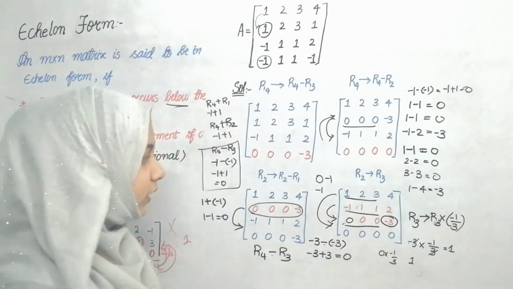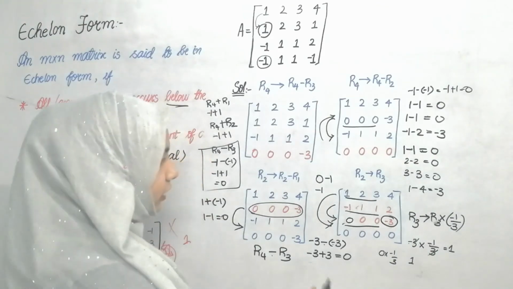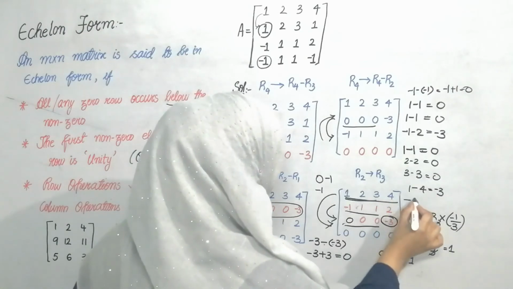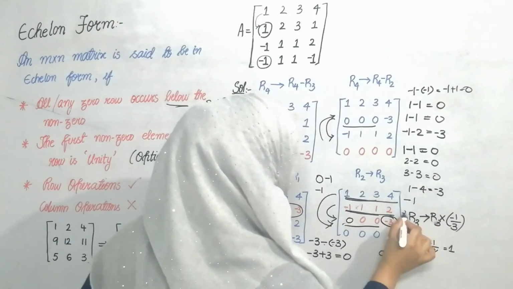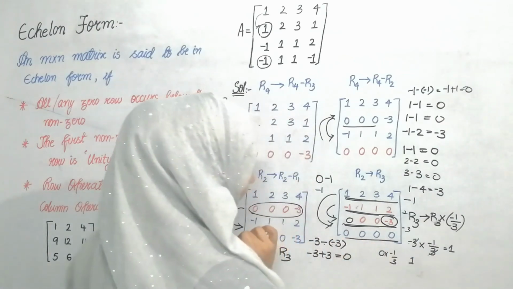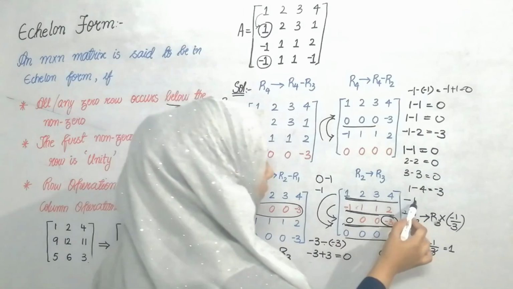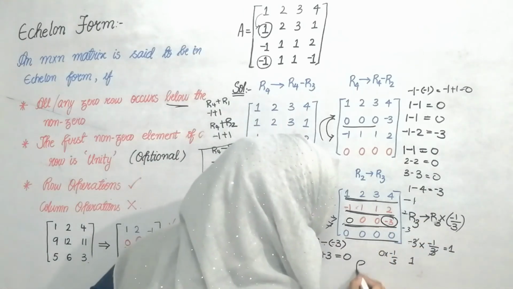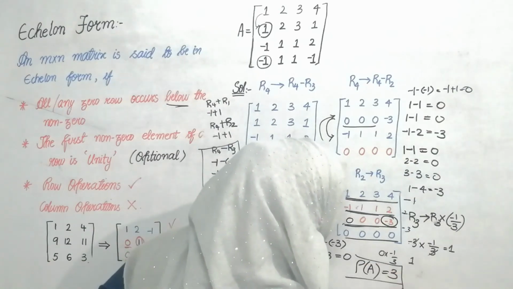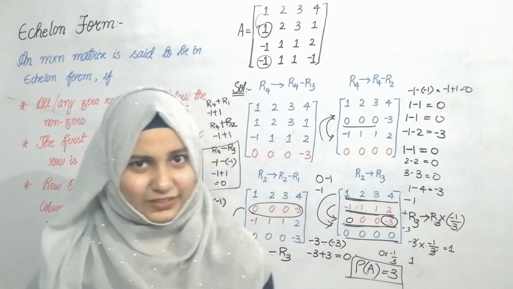Now if you want to find the rank, rank is the number of non-zero rows. Let's see how many non-zero rows there are. This is a non-zero row, 1. This is a non-zero row, 2. This is a non-zero row, 3. This is a zero row, so we are not going to count it. So there are 3 non-zero rows: 1, 2 and 3. So obviously the rank of A will be 3. Got it? Understood? Easy, right?